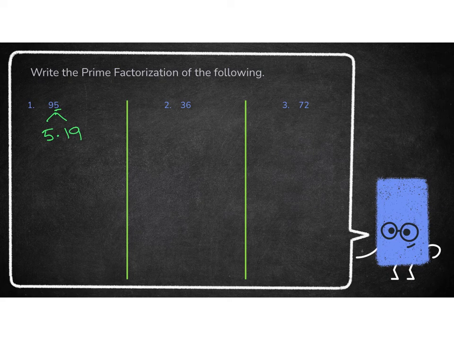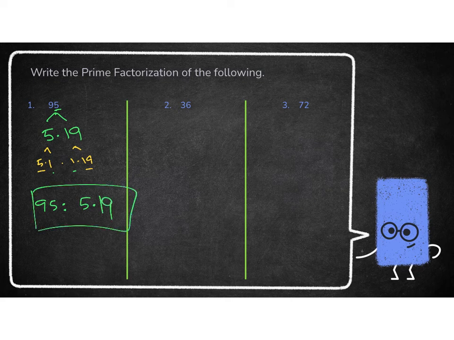Now I would look at the 5 and the 19 and think, what could 5 and 19 break down into? Well, the only numbers that go into 5 are 5 and 1. And the only numbers that go into 19 are 1 and 19. So 5 and 19 happen to both be prime. When you're writing out a prime factorization, you don't need to write the ones. The ones don't make a difference. So I'm just going to say that 95 is the same thing as 5 times 19. That's my prime factorization there.